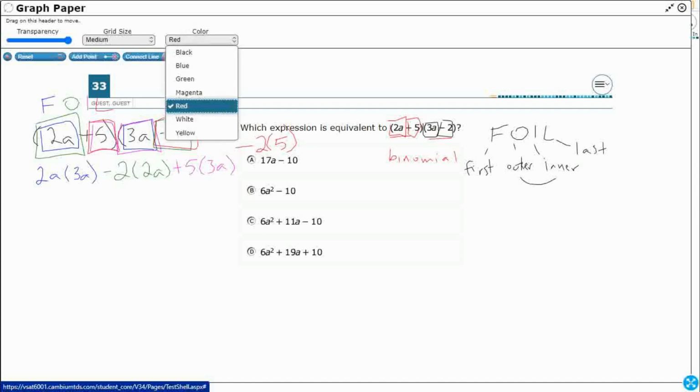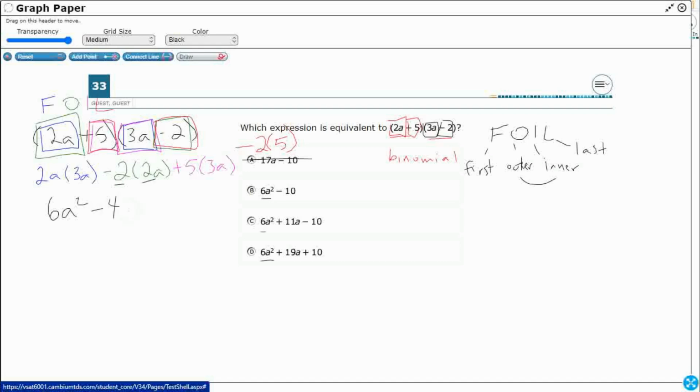Now I simply need to multiply and then combine the like terms. So 2a times 3a is going to be 6a squared, since I've got two a's, I'm going to make it a squared. So that's why we see it right here. We can knock off A as an answer choice because there's not even a 6a squared there. I've got minus and then 2 times 2a. I'm just going to multiply the 2 times 2. That a I'm not going to multiply by anything, so 2 times 2 is 4, and then I've got that minus 4a.